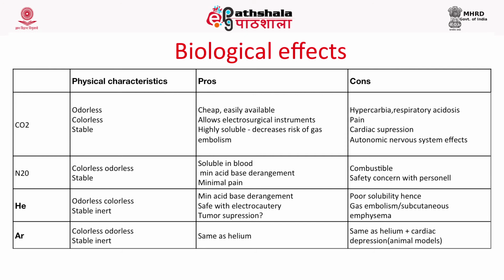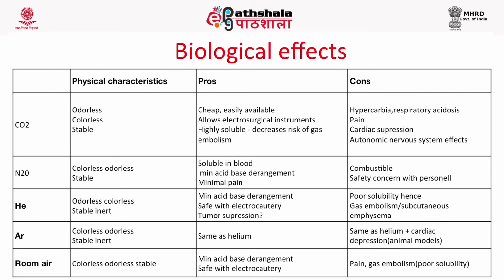Now discussing last is room air. It needs to be discussed because that was the first gas that was ever used in laparoscopic surgeries. Initially, sphygmomanometers, the BP machines, were used to inflate gas into the abdominal cavity. The properties of room air are mainly due to nitrogen, because 70% of the gas is nitrogen. So it's colorless, odorless, and stable. As we all know, it's around us. Minimal acid-base derangement, because most of the gases are not soluble, and again safe with electrocautery.